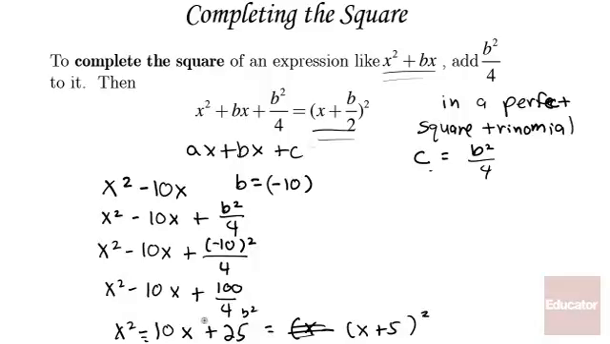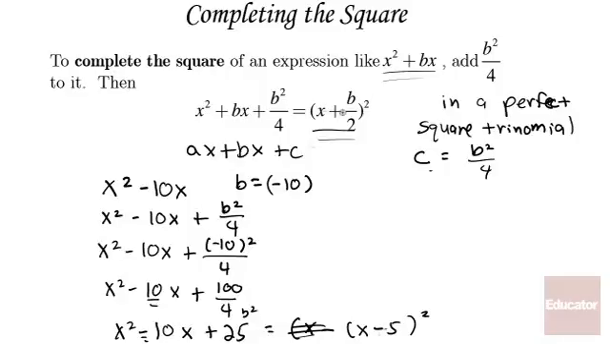Okay, so this is completing the square and then figuring out what your perfect square trinomial is, and it turns out that this would be x minus 5 squared. And this is going to go ahead and allow me to solve the equation.